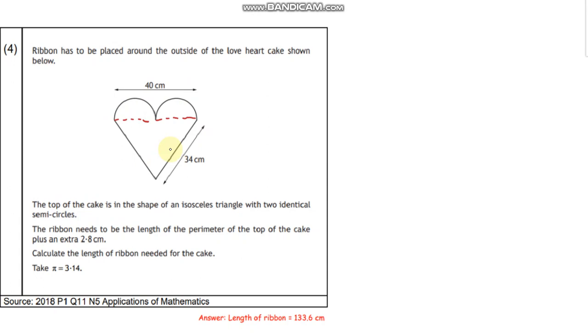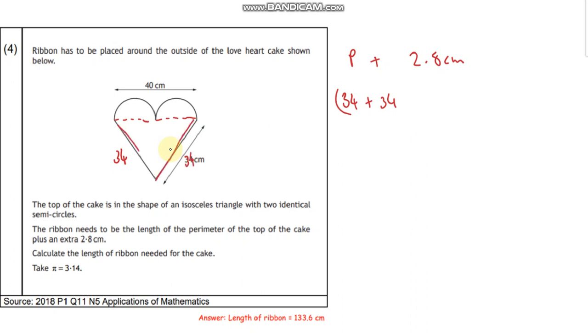The ribbon needs to be a length of the perimeter plus the 2.8. So I'm looking for perimeter plus 2.8 centimeters. Presumably there's like a wee overlap at the end. Calculate the length needed. No calculator this time. So my perimeter, let's start labeling up, is going to be 34 plus the 34. And that's the two lengths that I know. So I'll keep them in red.